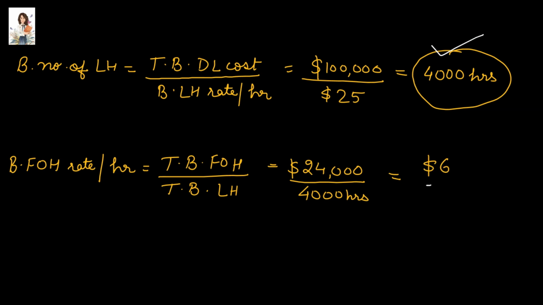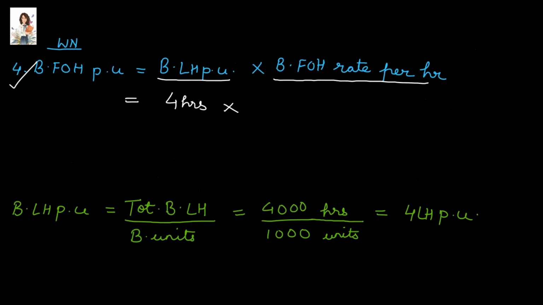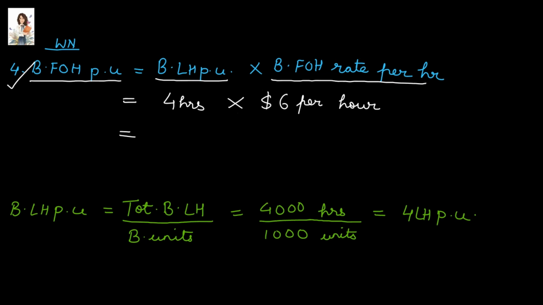Now that we have found out the budgeted fixed overhead rate per hour, we can use it to find the budgeted fixed overhead per unit. So this is $6 we have just found out. Therefore, 4 hours into $6 per hour. Our budgeted fixed overhead rate per unit is $24. With that, we have completed working note 4. So we can use this value to find out our answer in part A.